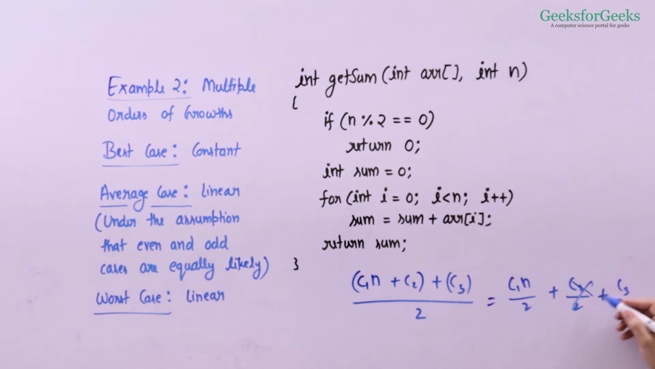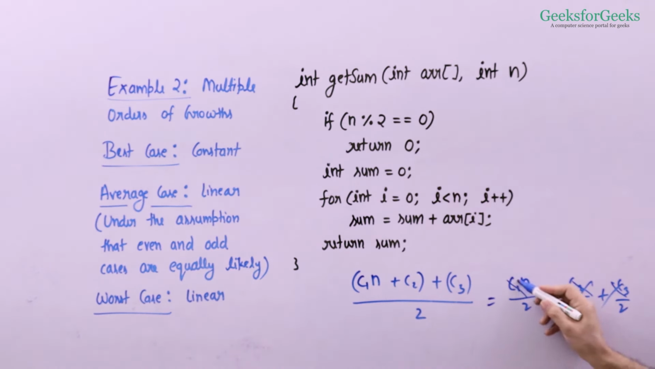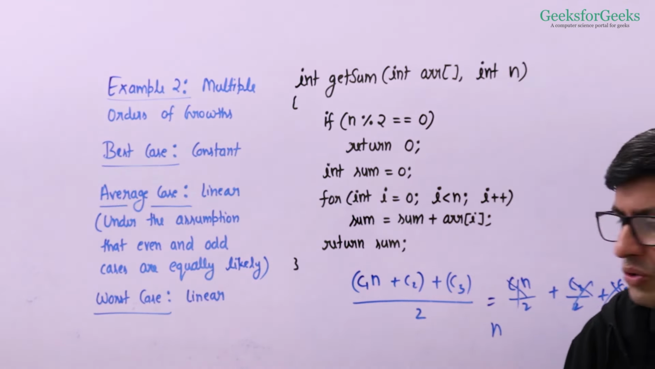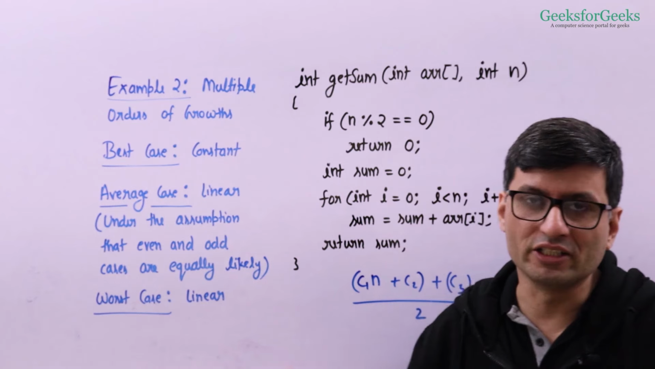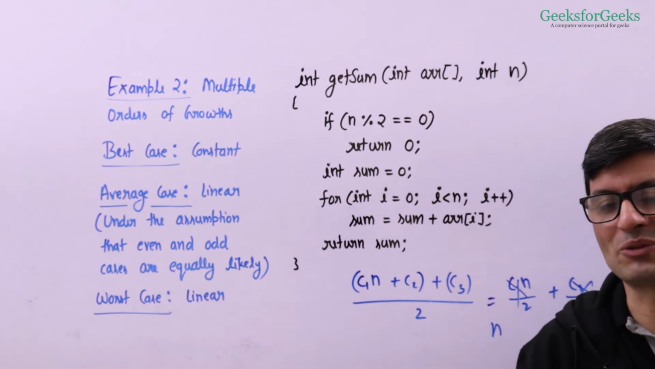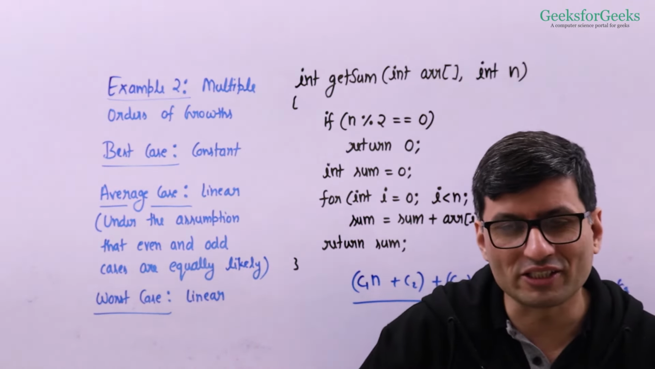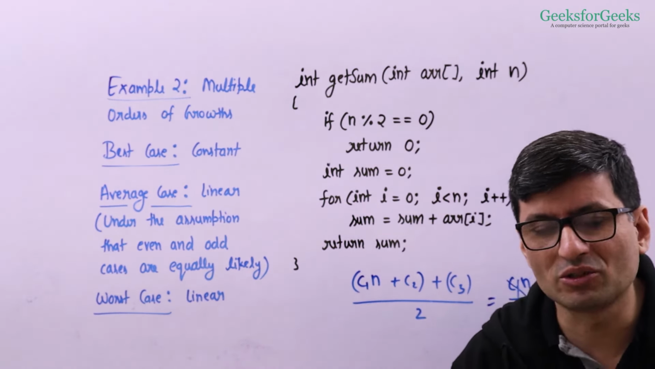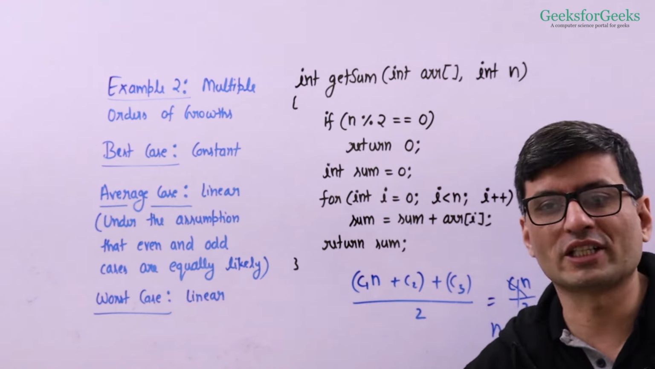We can ignore them. These are lower order terms. We can ignore the constants of the leading term as well. So we get n again. So the order of growth in average case is linear. But average case is something which requires you to make certain assumptions about the input, or in ideal situation requires you to know the exact input and then compute the average.